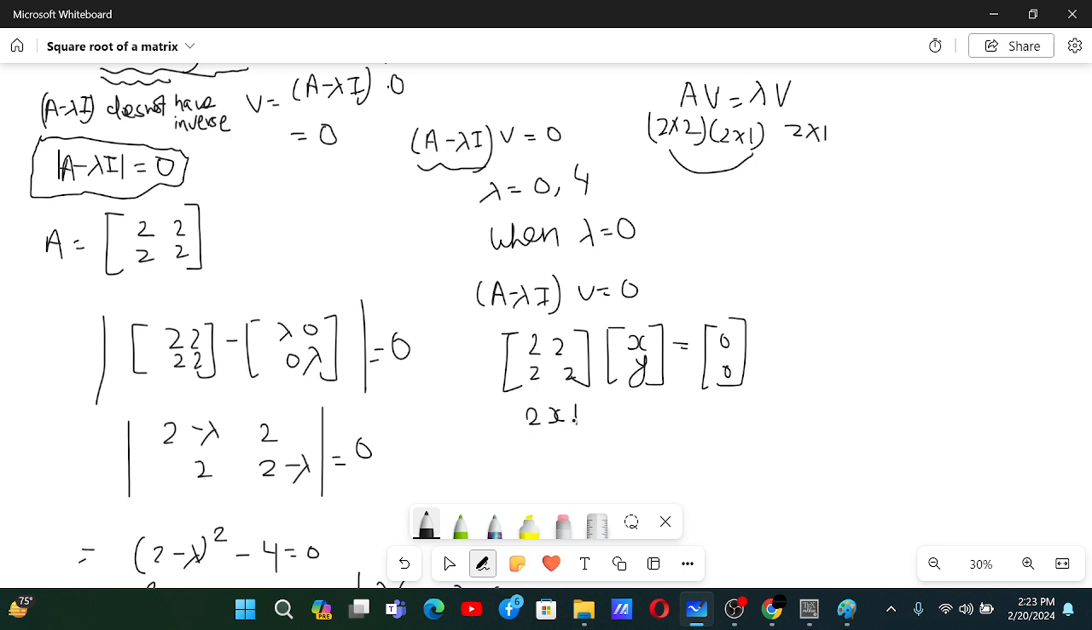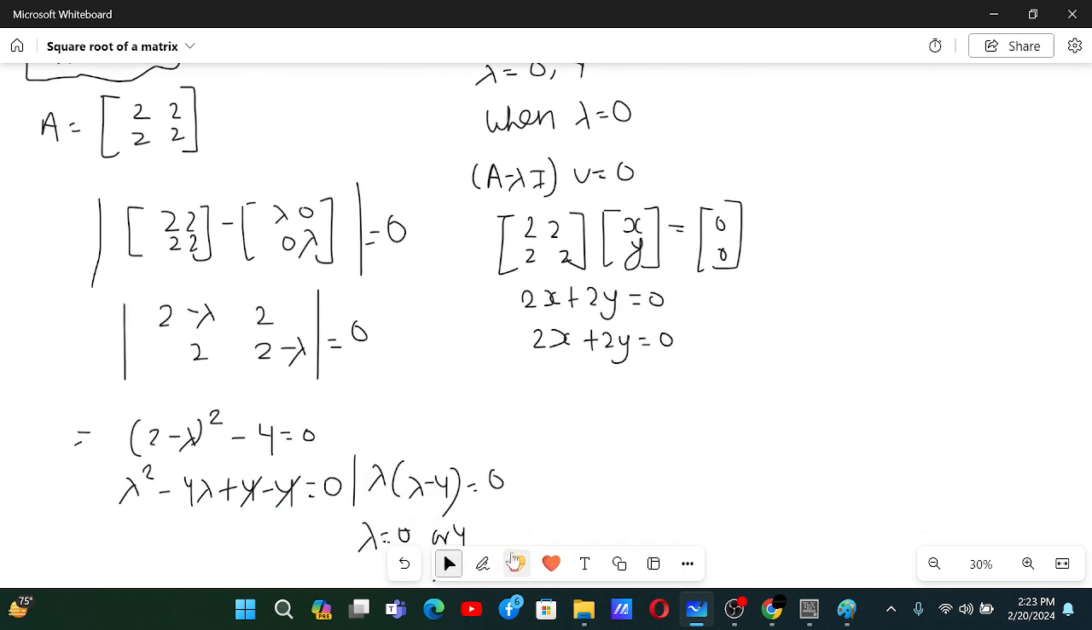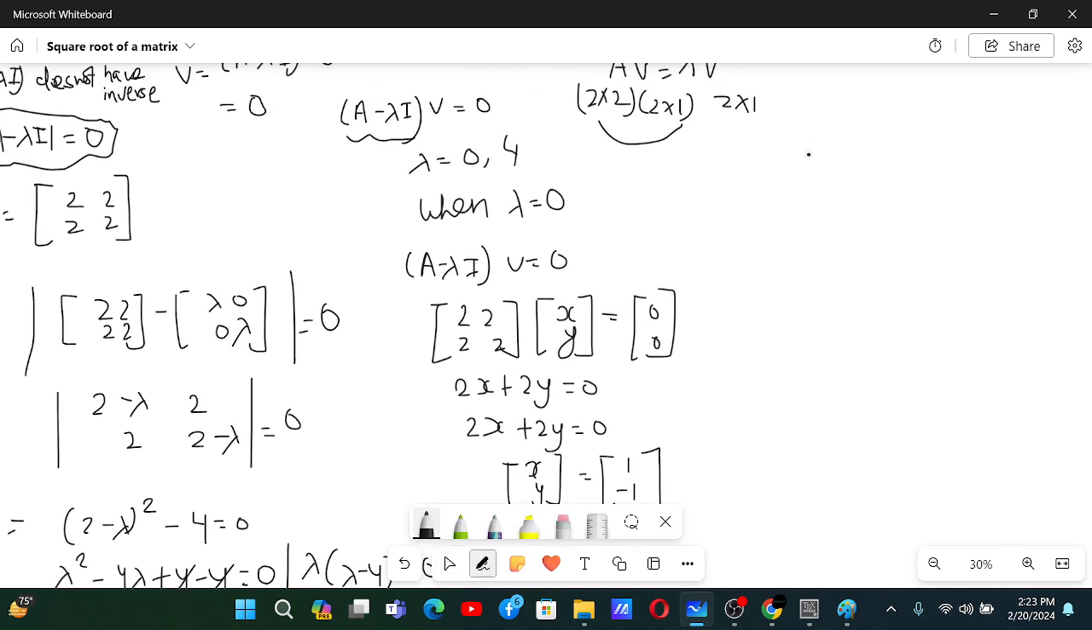Now we have 2x plus 2y equals 0, 2x plus 2y equals 0. The most basic solution for this is x, y being 1, minus 1. There are also other solutions like minus 1, 1 or 2, minus 2. Those will also work, but we can take this one. Now when lambda equals 4, we have A minus lambda I times v equals 0. Now we have lambda as 4.